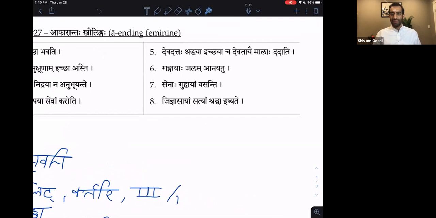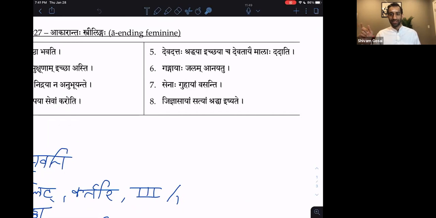So number 5, Deva Dattaha Shraddaya Ichchaya cha Deva Dattayai Malaha Dadati. Long sentence. So Dadati, this is Da Dhatu. Da Dhatu means to give. Lat Lakaraha Kartri Prayoga Pratama Purushaha Ekavachanam, third one.